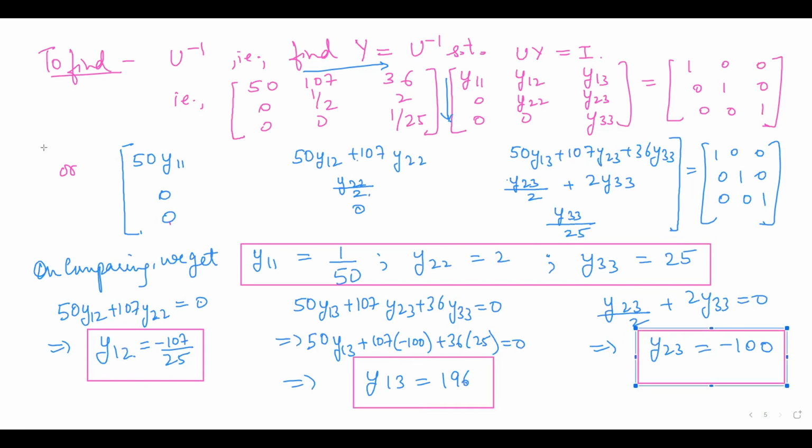Great. So thus U inverse, that is y, is coming out to be 1 upon 50, 0, 0, minus 107 upon 25, 2, 0, 196, minus 100, 25.